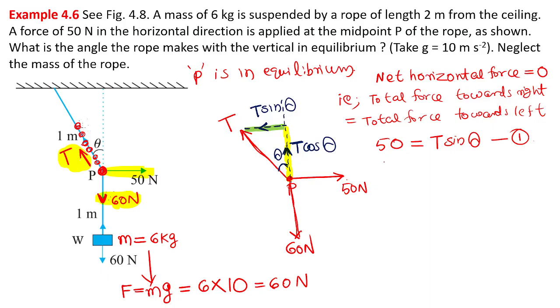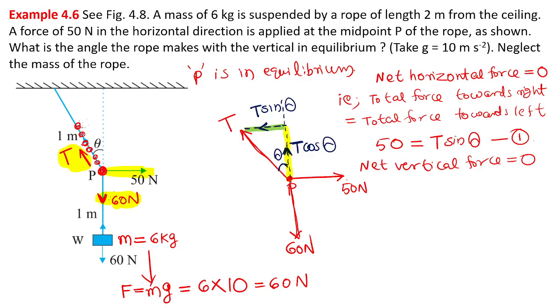Okay, horizontal. And net vertical force is also 0. Net vertical force 0. Is the body P moving right or up or down? No, P is neither moving right or left nor moving up and down. So it has a vertical equilibrium also. The point P is not moving up or down. The point P is in vertical equilibrium also. Vertical equilibrium means what? The total upward force equals the total downward force.